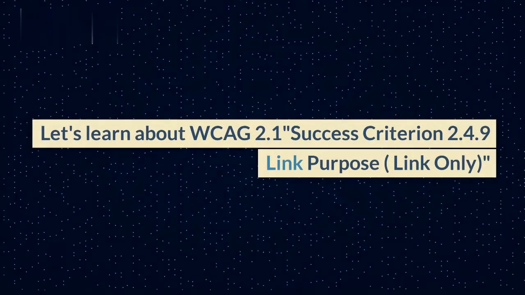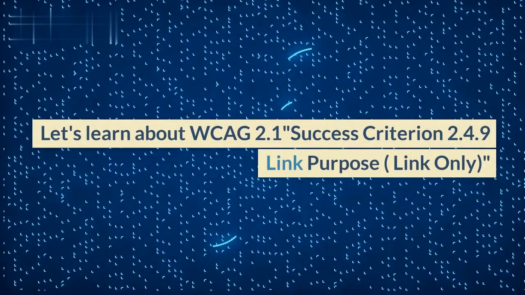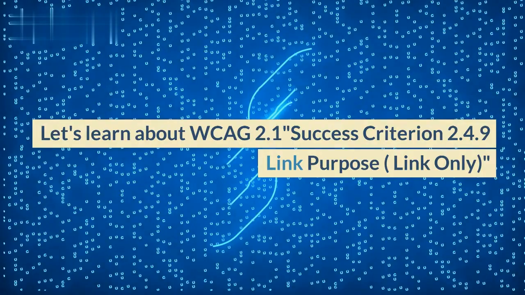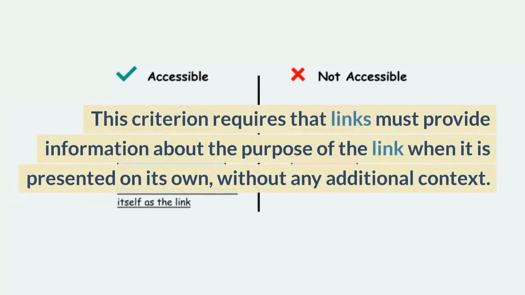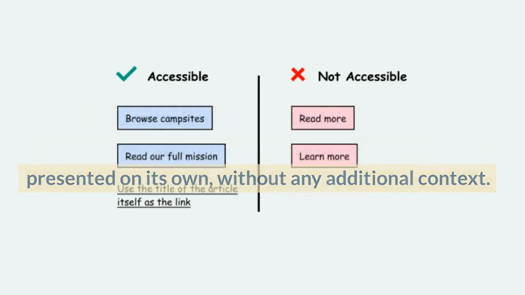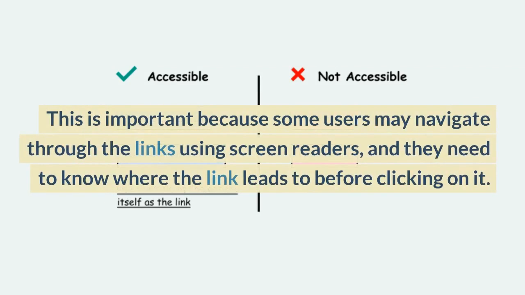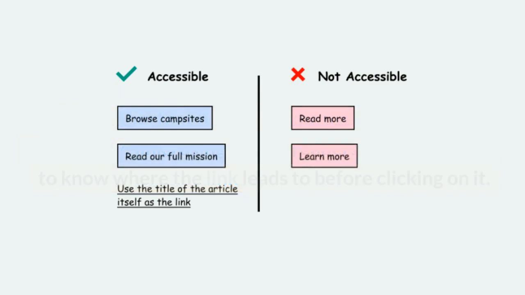Let's learn about WCAG 2.1 Success Criterion 2.4.9, Link Purpose (Link Only). This criterion requires that links must provide information about the purpose of the link when it is presented on its own, without any additional context. This is important because some users may navigate through the links using screen readers, and they need to know where the link leads to before clicking on it.